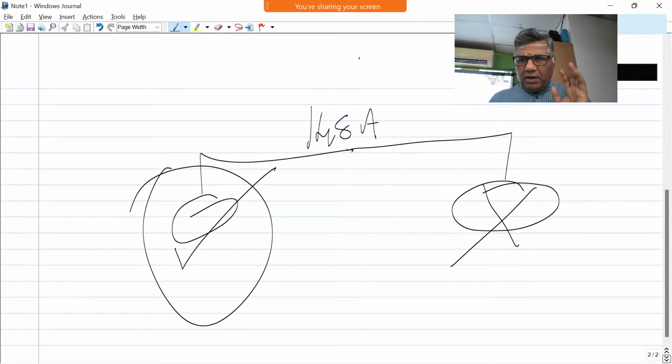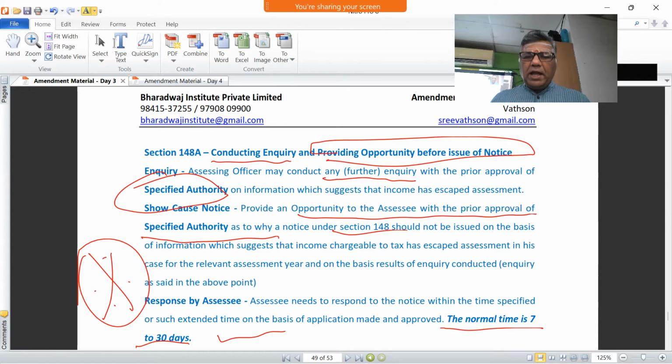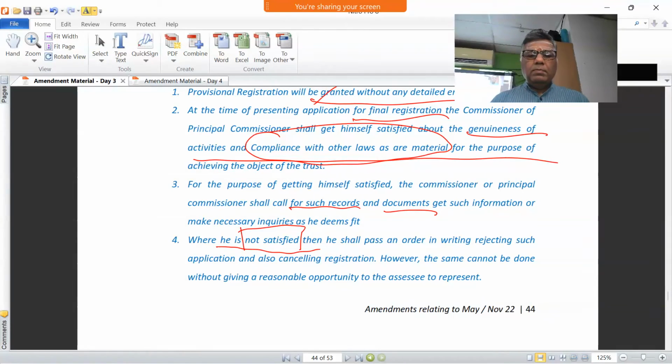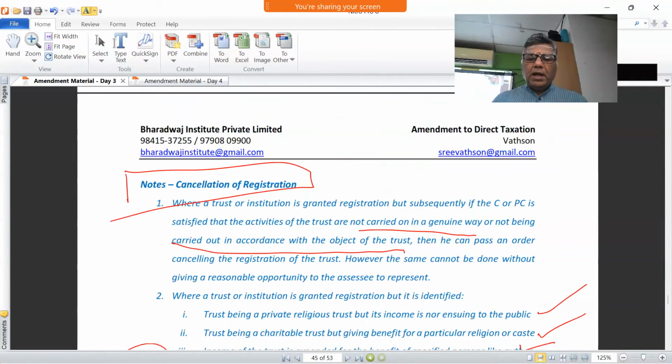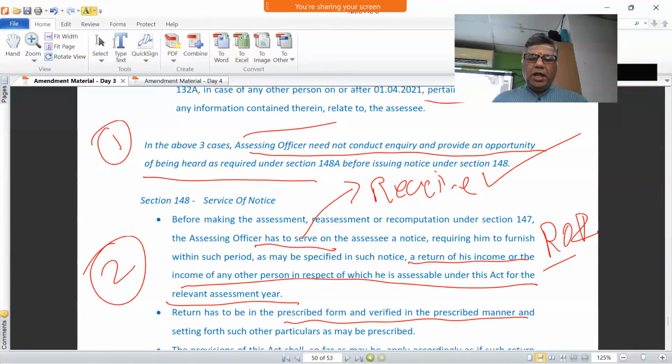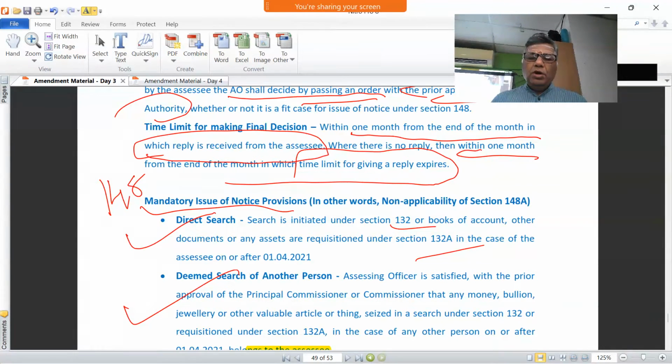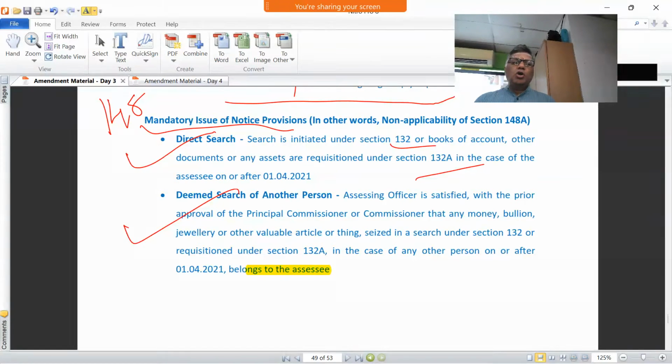After receiving the reply, or after the end of the 30-day period, the AO has to decide whether to proceed with the assessment or not.